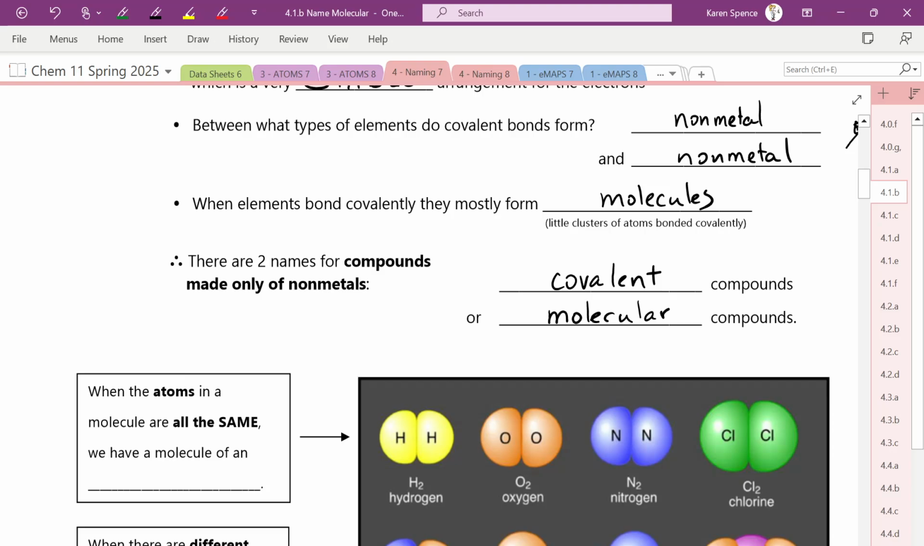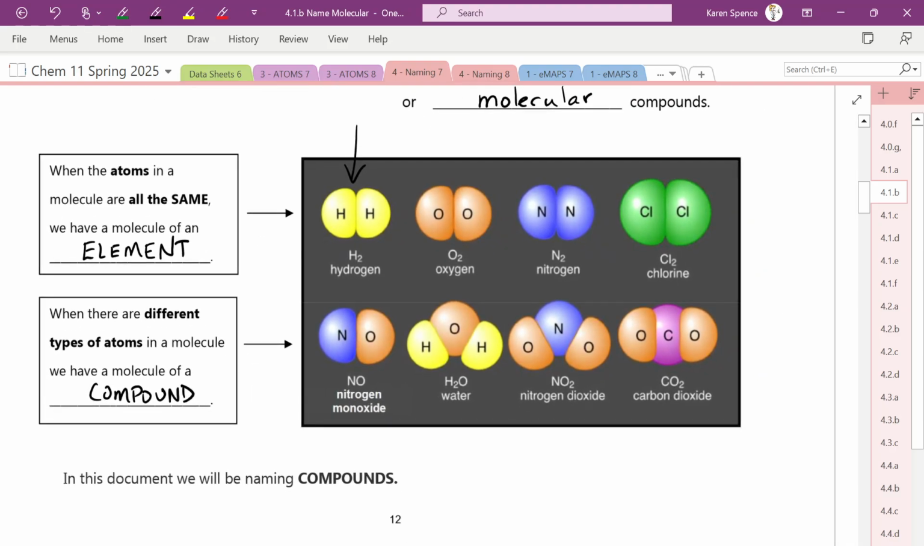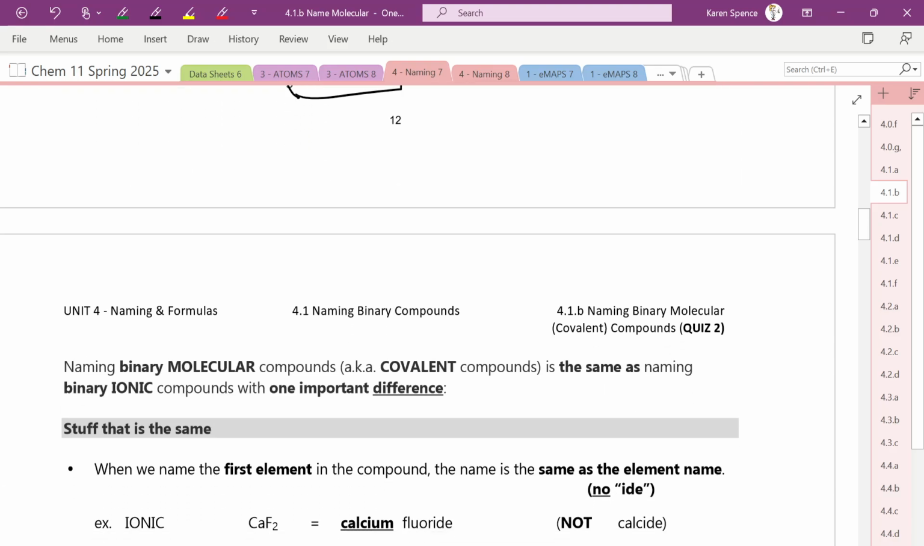And this is something you should already know. When the atoms of a molecule are all the same, we have a molecule of an element. And we won't worry about naming those because those are just the names of the element. That's hydrogen, that's oxygen, that's nitrogen, easy peasy, yes? But when there are different types of atoms in a molecule, we have a molecule of a compound. And all of this just gets us to the fact that we're going to be naming covalent compounds.